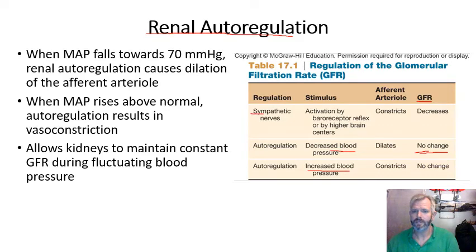So sympathetic, extrinsic control. Autoregulation, intrinsic control, myogenic. And you can see the sympathetic is going to cause a decrease in GFR in response to low blood pressure, where the autoregulation is there to try to maintain it so it doesn't go too high or too low with these changing pressures.